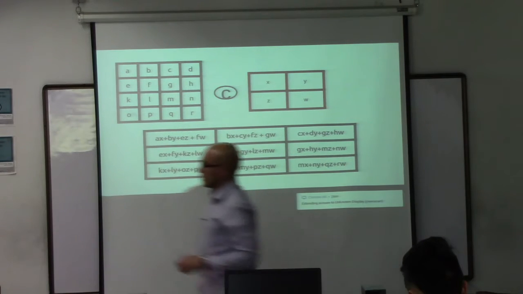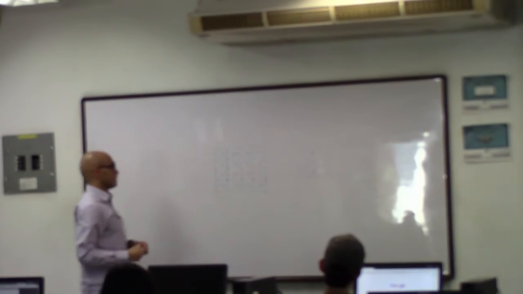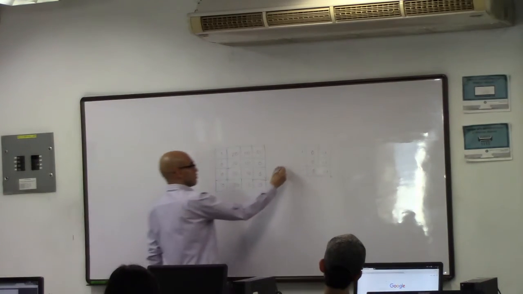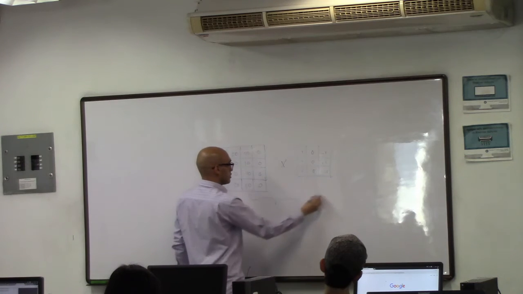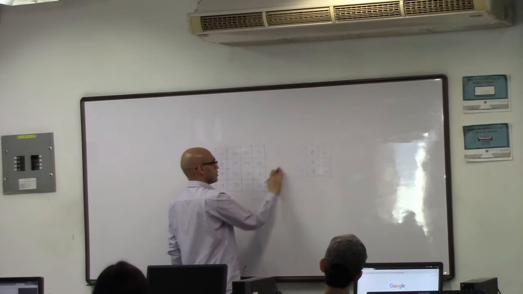Sorry, this is 1, 1, 1, 0, 0, 0, minus 1, minus 1, minus 1. Right? Can you say what is the convolution? What is the product of these two? This is a convolution operation.